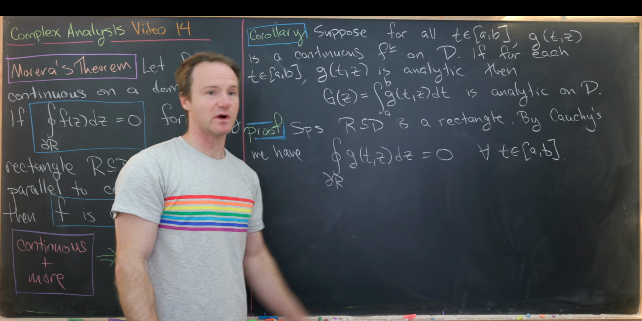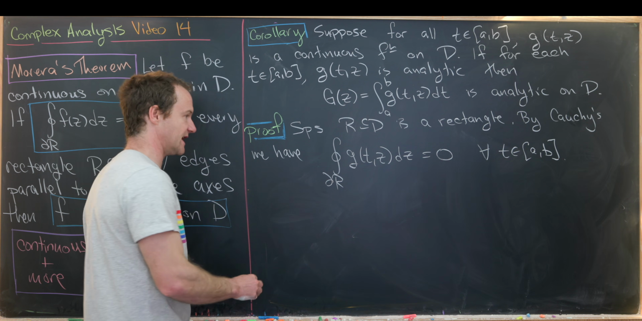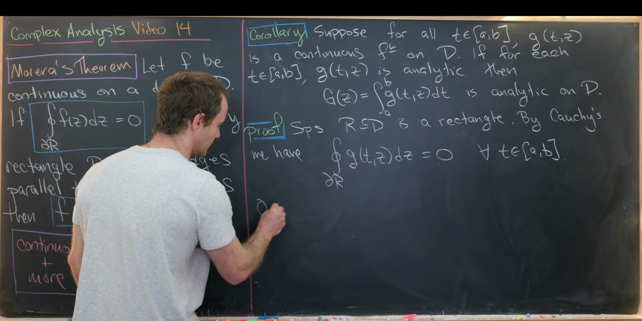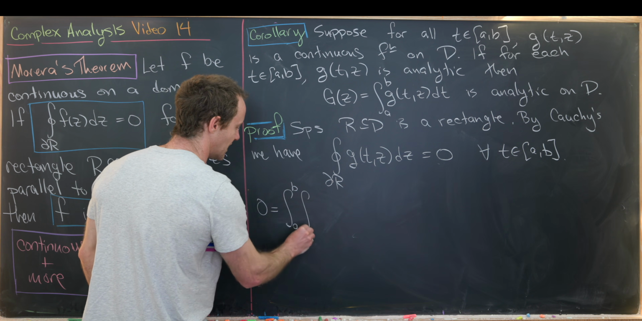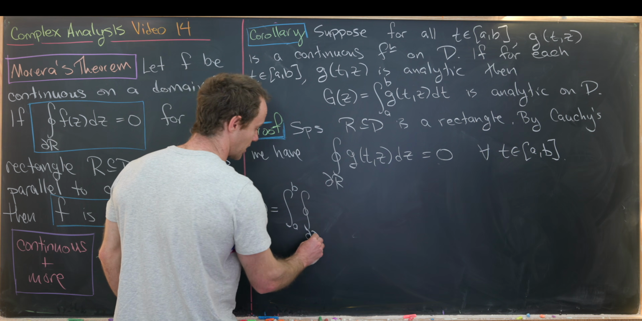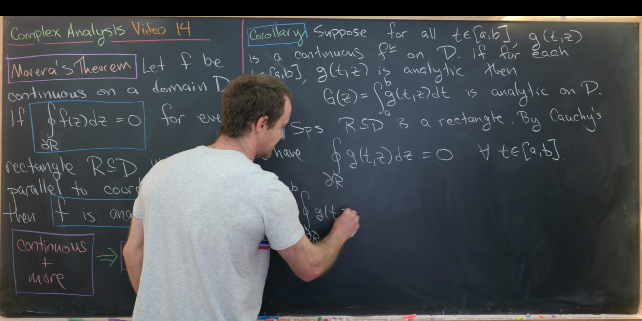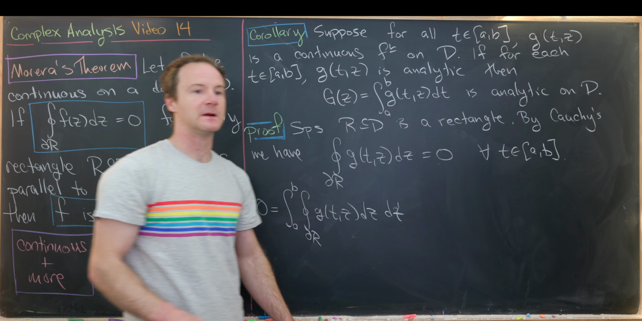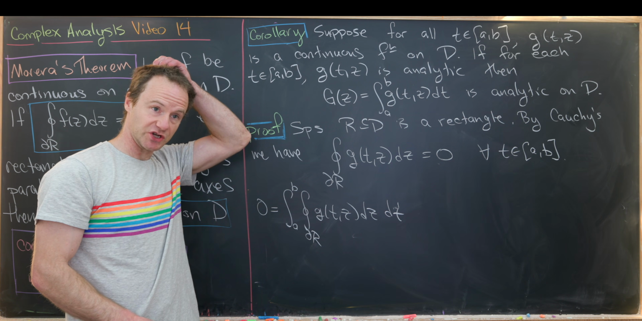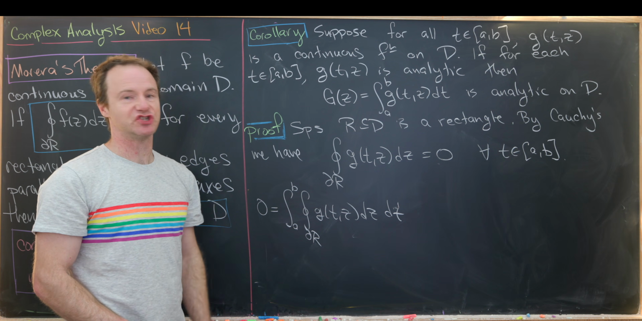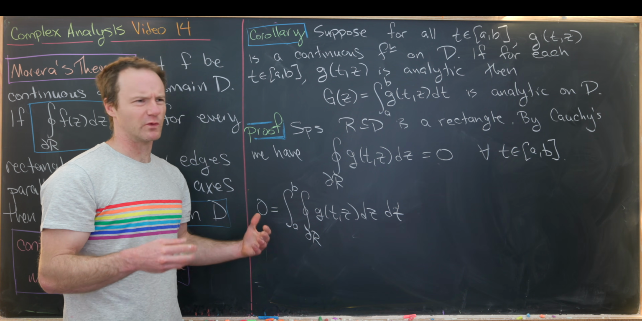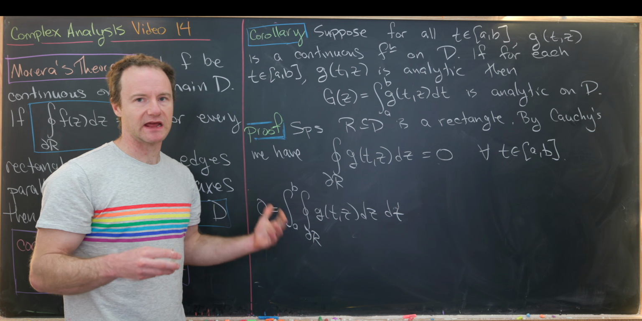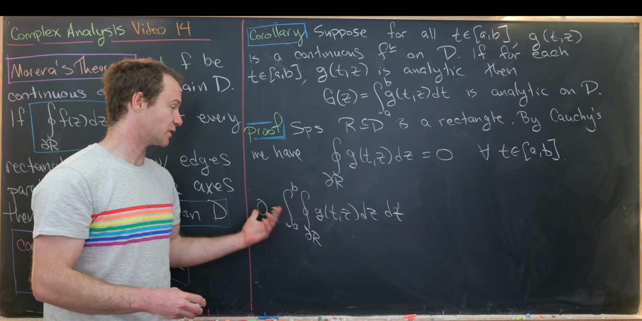But now let's take this equation and integrate it over the interval a to b. If we integrate 0 over the interval from a to b, we'll just get 0. Now we'll have the integral from a to b of the integral over the boundary of R of g(t, z) dz and then dt. Great. And now we're going to swap the order of integration, which is okay because this g is analytic. Remember, we can do that as long as we have smooth partial derivatives, but being analytic is more than enough in order to switch the order of integration.